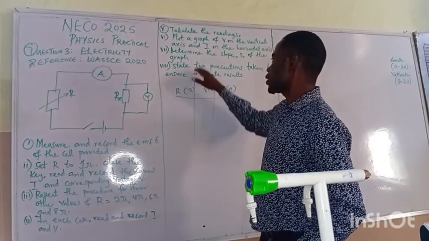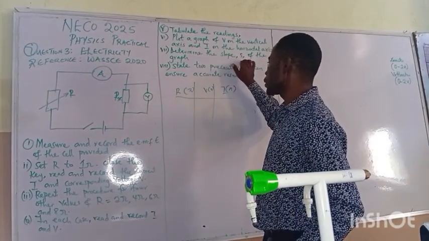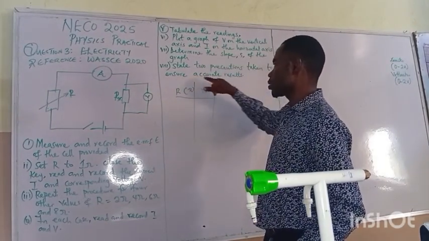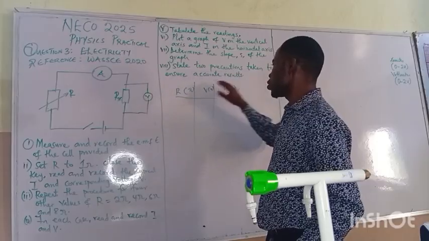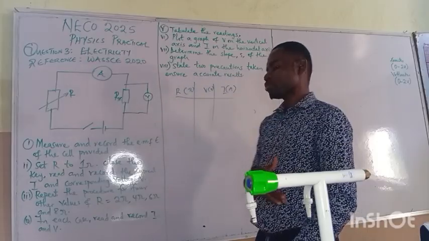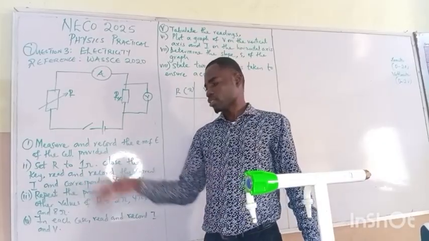Now leave that side again. They said determine the slope S. That's what that graph is talking about. And lastly, state 2 precautions taken to ensure accurate results. Now let me show us all these things on my table.